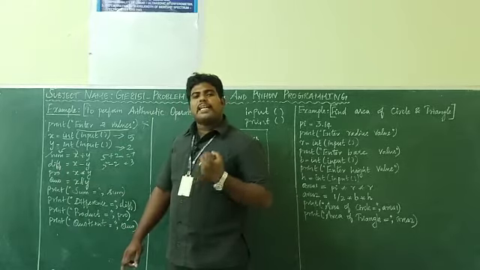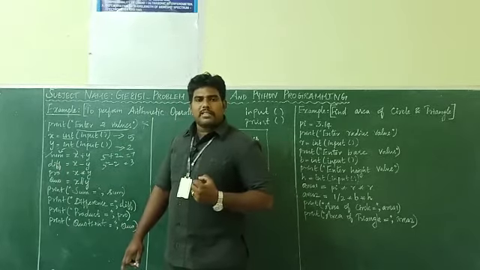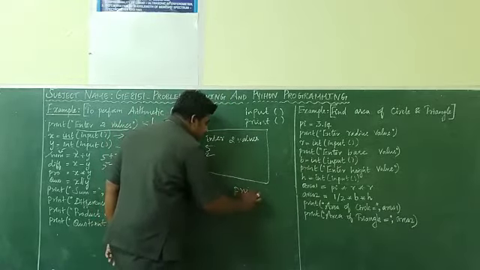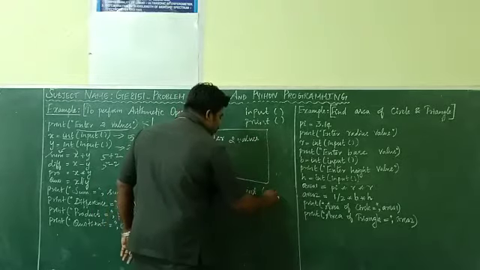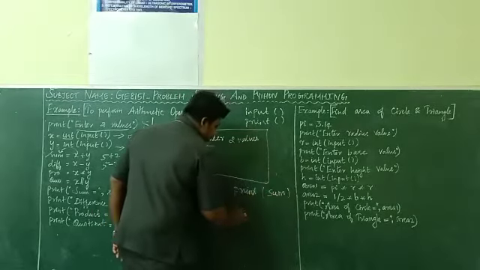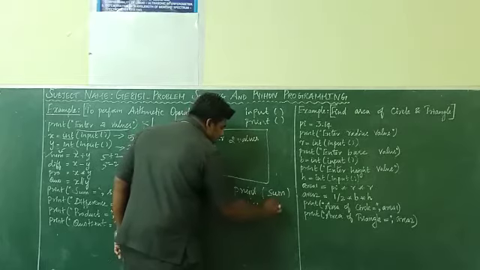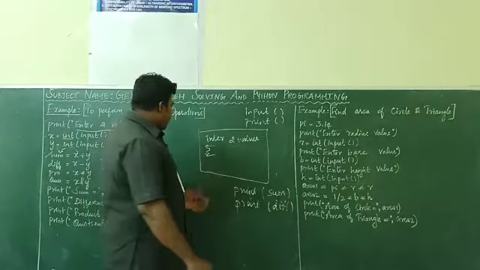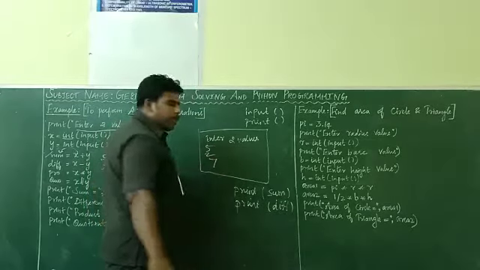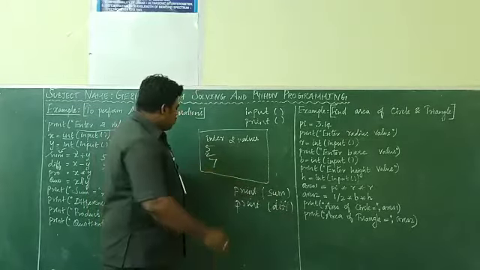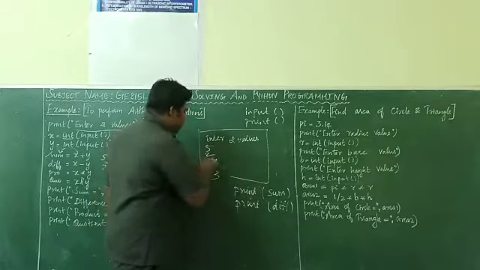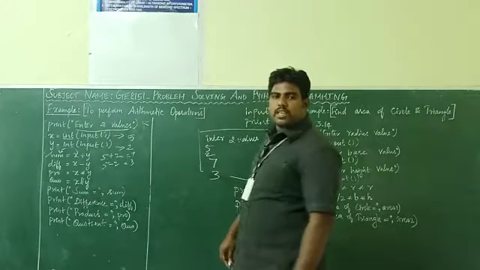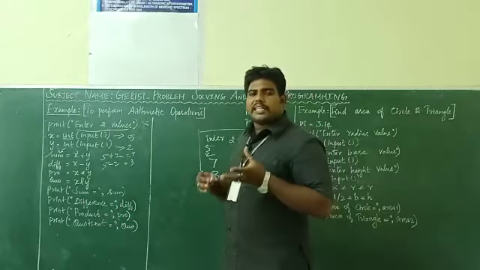Now I want to print the answers. How can you print? Print, directly you can put sum. Print, difference, like that directly you can put. It's correct, but what will happen? Only the answer will be displayed. Why? Inside sum, 7 will be stored, inside difference, 3 will be stored. You only get the answers here, 7 and 3, but the user can't get a clear idea.